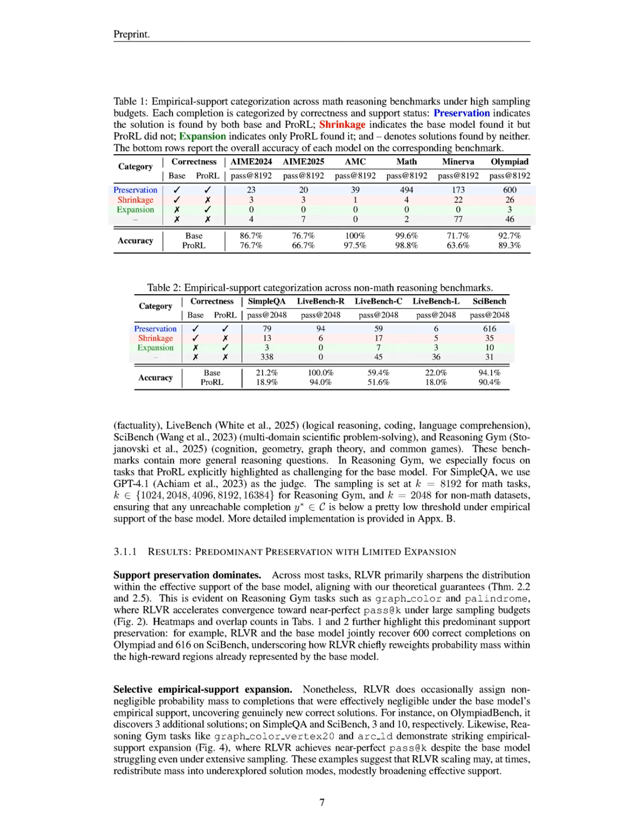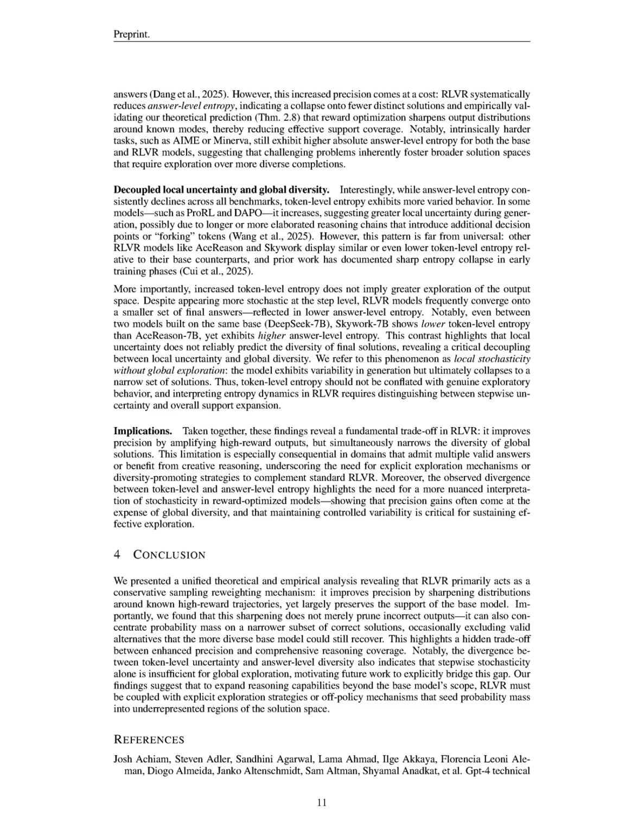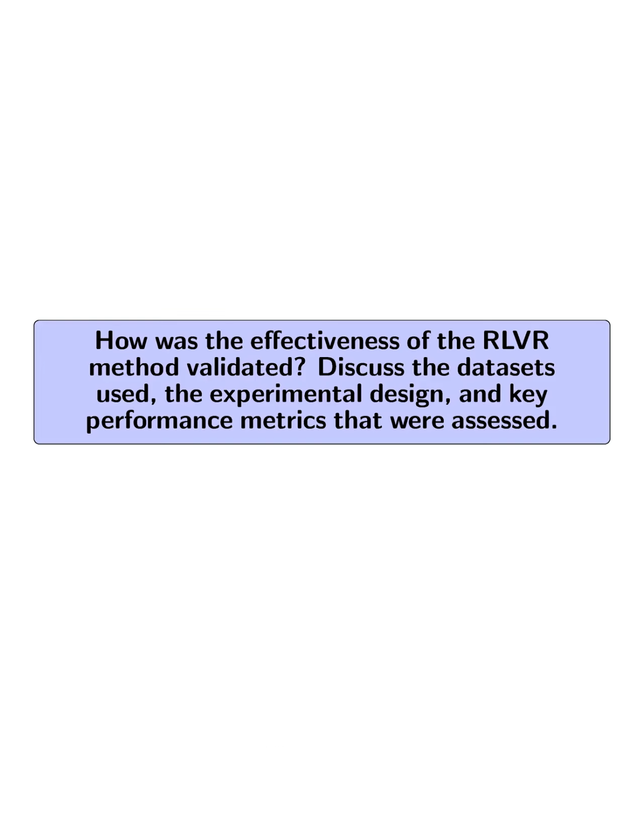This optimization leads to sharper distributions concentrated on high-reward completions, which is particularly advantageous in tasks requiring precise solutions, such as mathematical reasoning. However, empirical results also reveal a trade-off, as RLVR tends to reduce answer-level entropy, indicating a collapse onto fewer distinct solutions, which can limit exploration of diverse outputs. Overall, while RLVR enhances sampling efficiency and precision, it also highlights the need for explicit exploration mechanisms to maintain a broader solution space.